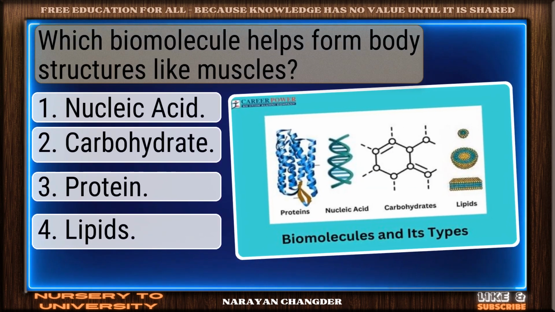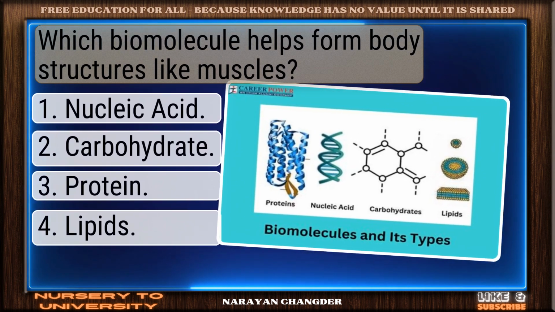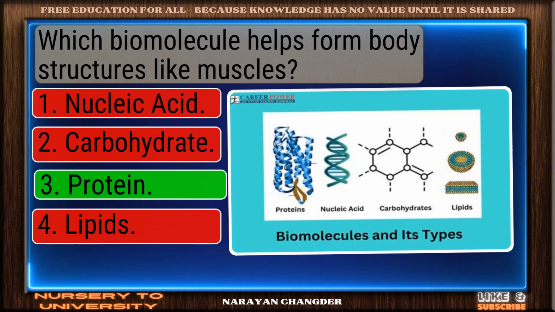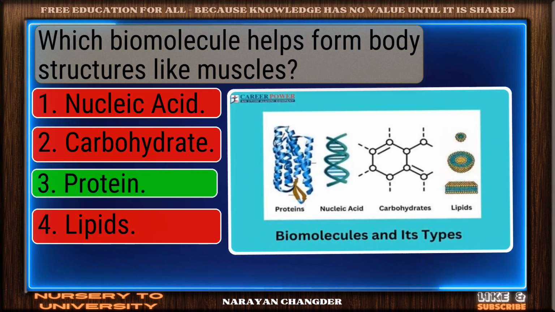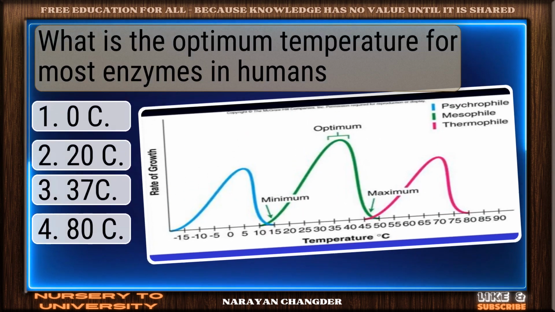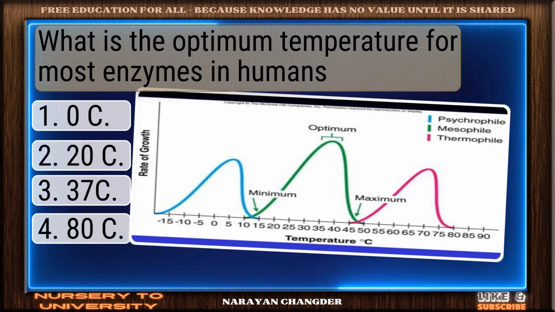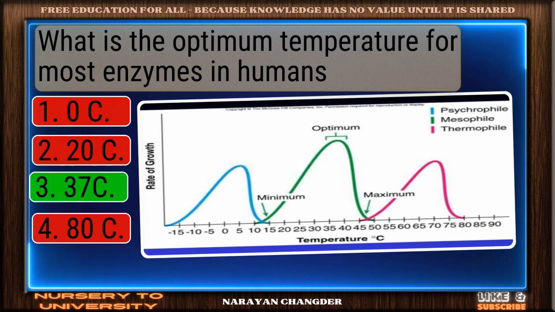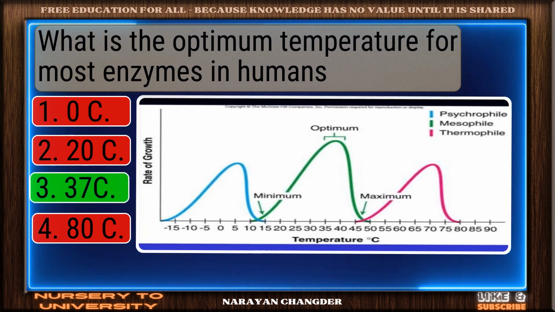Which biomolecule helps form body structures like muscles? Nice work. Protein fits perfectly. What is the optimum temperature for most enzymes in humans? Well done. 37C is right.